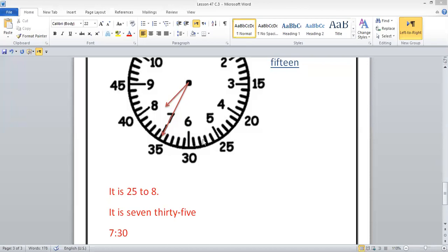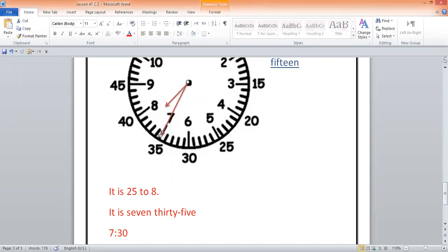Okay, guys, I am not asking right now. I will give 2 or 3 more examples, then we will come to the book and solve it, and in the book I will take answers from you. So it is 25 to 8. Why 25 to 8? Because 25 minutes are left for the next hour. And which is the next hour? The next hour is 8. After 7 it will be 8 o'clock.